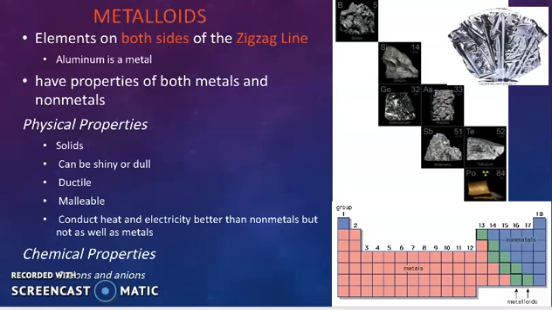Their physical properties, they tend to be solid. They can be shiny or they can be dull, it just depends. They have properties like metals in that they're ductile and malleable, and they conduct heat and electricity better than nonmetals, but not as well as metals. So they're kind of just the middle ground.